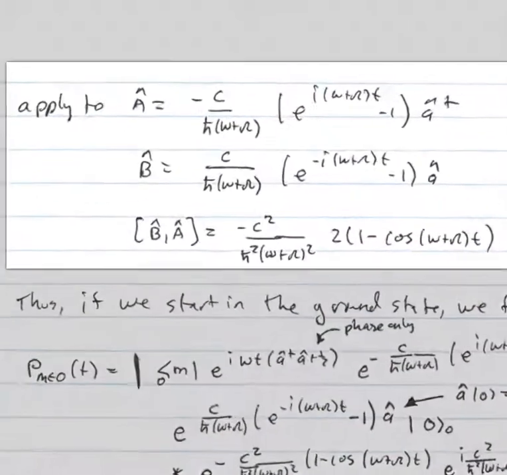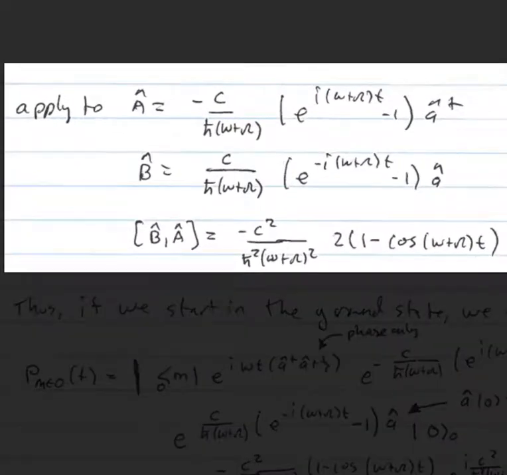So we're going to apply that to A = -c/(ħ(ω+Ω)) (e^{i(ω+Ω)t} - 1) a†, and B = c/(ħ(ω+Ω)) (e^{-i(ω+Ω)t} - 1) a. The commutator of B with A, we're going to just get the commutator of a with a†. That commutator is 1, and then we're going to just get the product of both those terms.